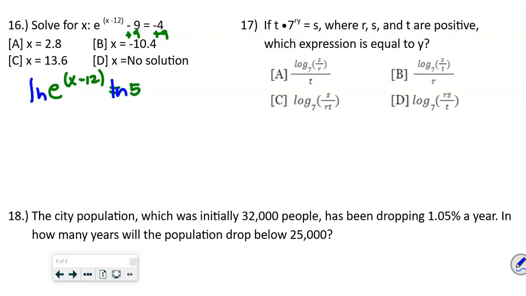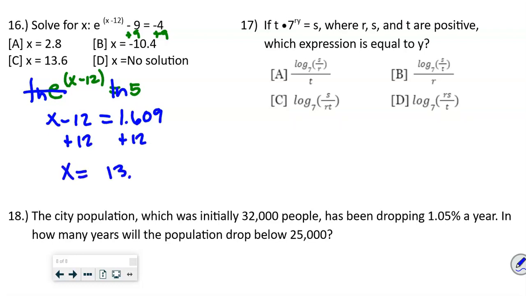So this is going to be, those are gone, so I get x minus 12 is equal to the ln of 5. And the ln of 5 was 1.609. So now I'm going to add 12 to both sides, right? So that means x is equal to 13.609. So it's C, okay?